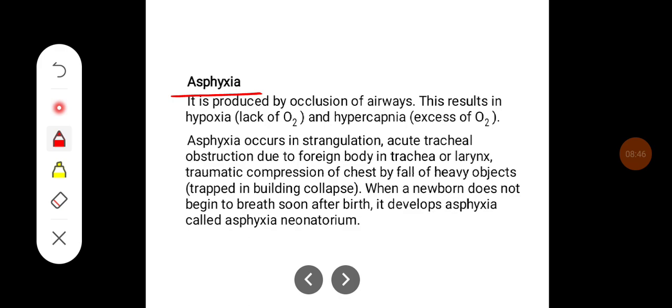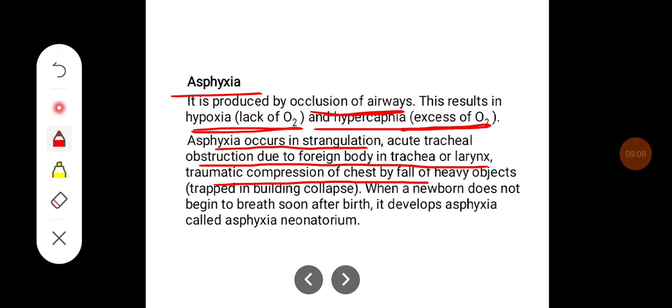Asphyxia. It is produced by occlusion of airways. This results in hypoxia, that is lack of oxygen, as well as hypercapnia, that is excess of carbon dioxide. Asphyxia occurs in strangulation, acute tracheal obstruction due to a foreign body in the trachea or larynx, and traumatic compression of the chest wall by fall of heavy objects, that is, being trapped in a building collapse. When a newborn does not begin to breathe soon after birth, it develops asphyxia called asphyxia neonatorum.